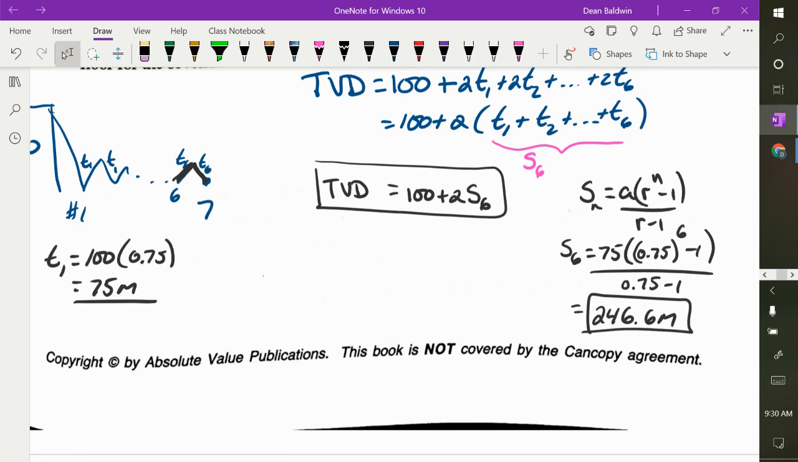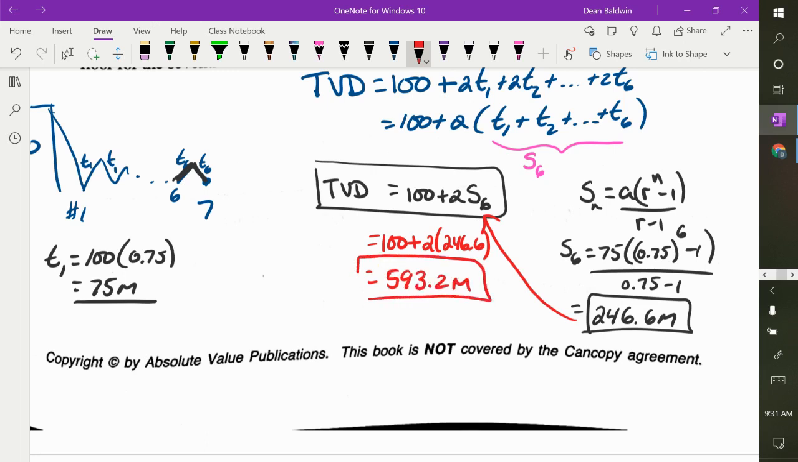You get 246.6? Yeah. Okay, what do I do with that? It's got to go right there, right? So it's 100 plus that, which should give you 593.2.